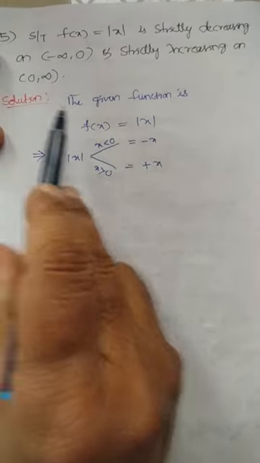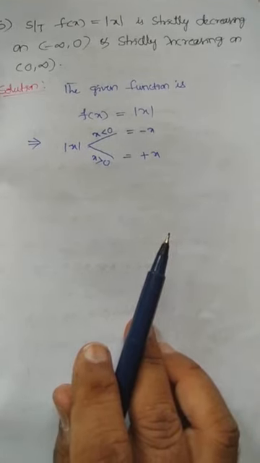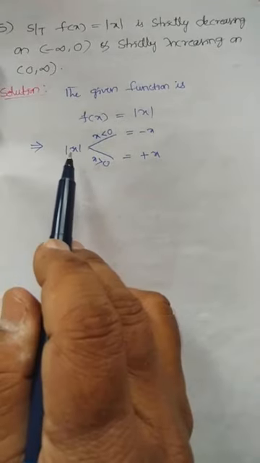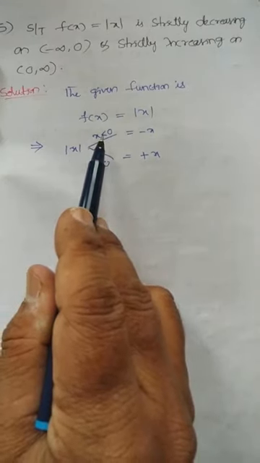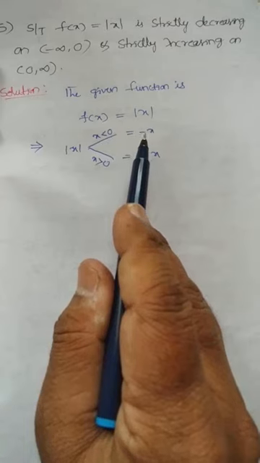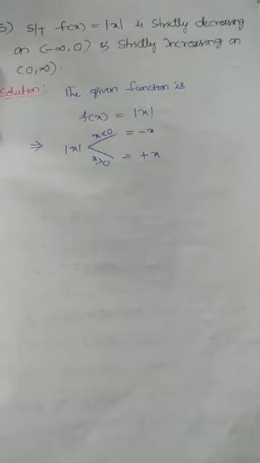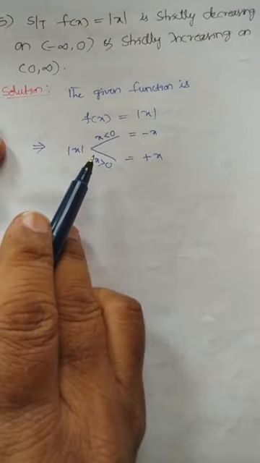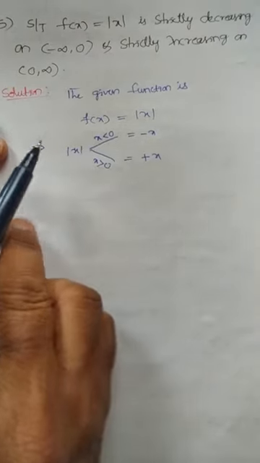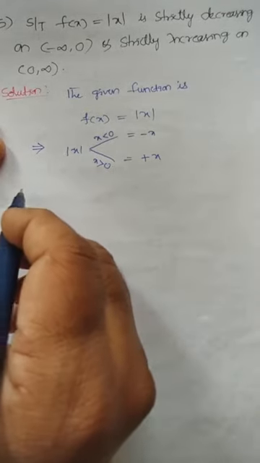Okay. So in the solution, the given function is f of x is equal to mod x. On that, the definition of mod x is what now? Mod x is equivalent to minus x whenever x is less than 0. Whenever x is greater than 0, it is equivalent to plus x. Okay. Now we are going to observe this function's behavior without using the derivatives. So now we are going to take the first case. Case 1.